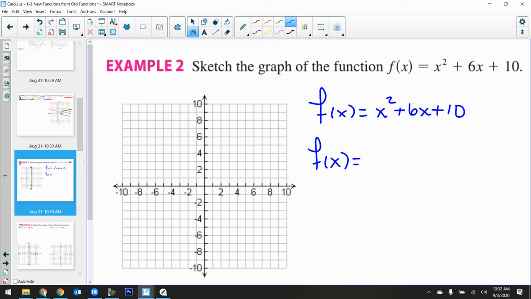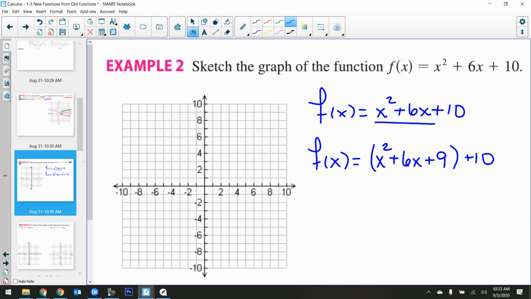Okay, what we have to do here is complete the square with the first 2 terms. So we partition off the first 2 terms, leave the 10 sitting on the outside of the parentheses. What completes the square? What do I add on the inside to complete the square of x squared plus 6x? Half of b squared. Half of 6 is 3, squared is 9. So we add 9 to the inside.